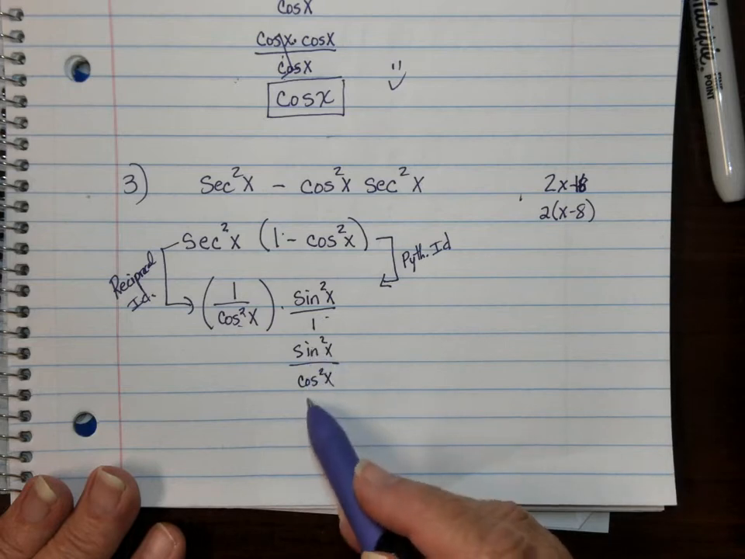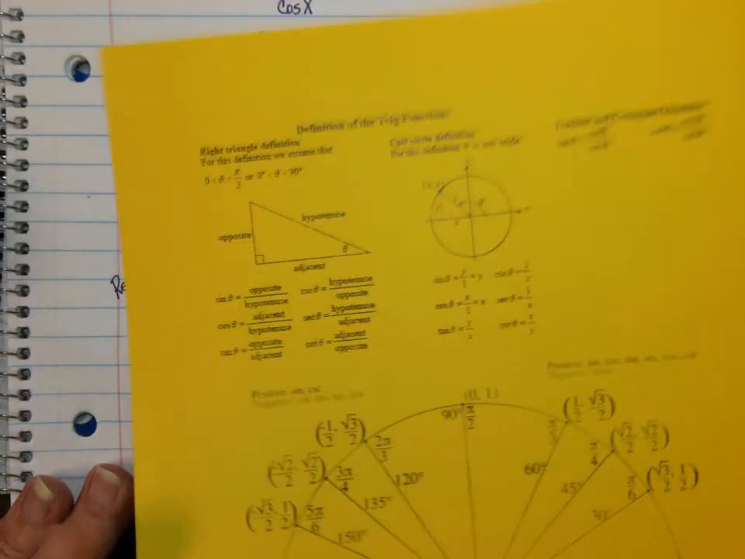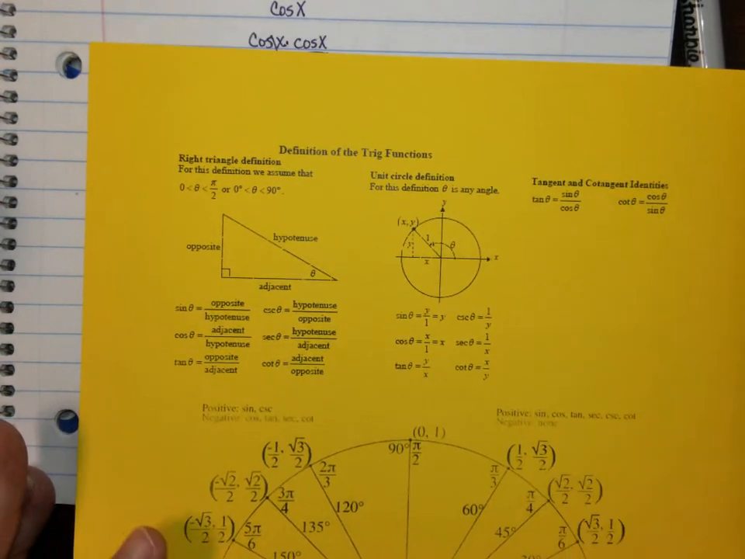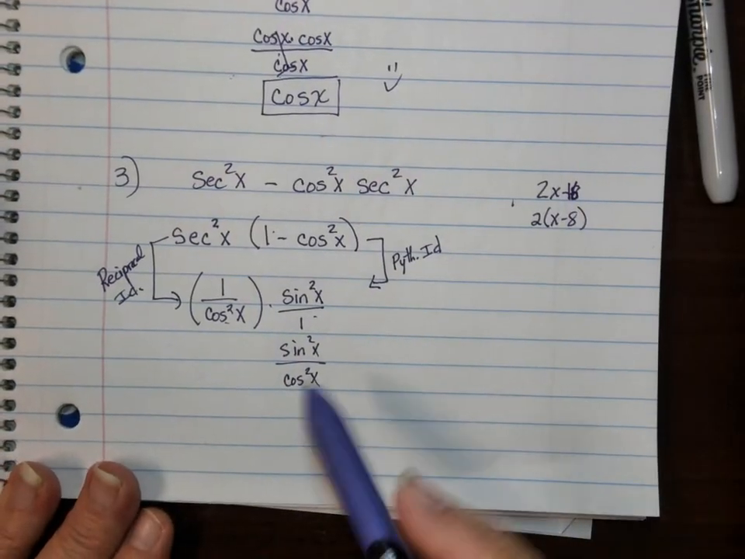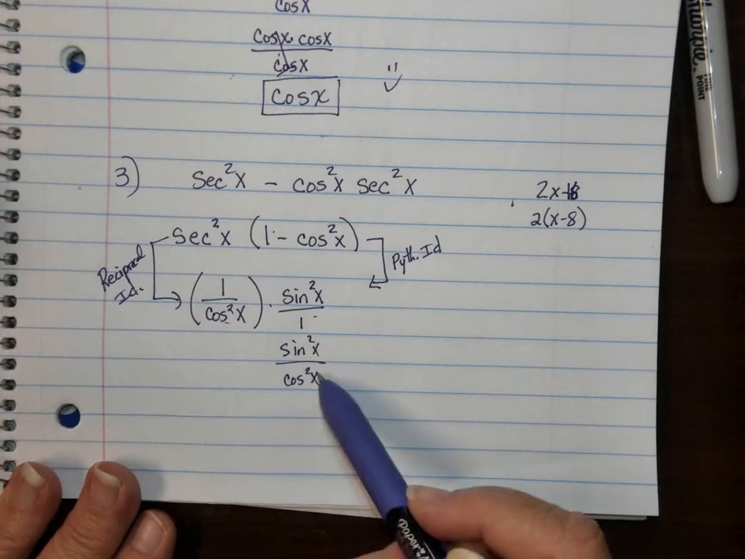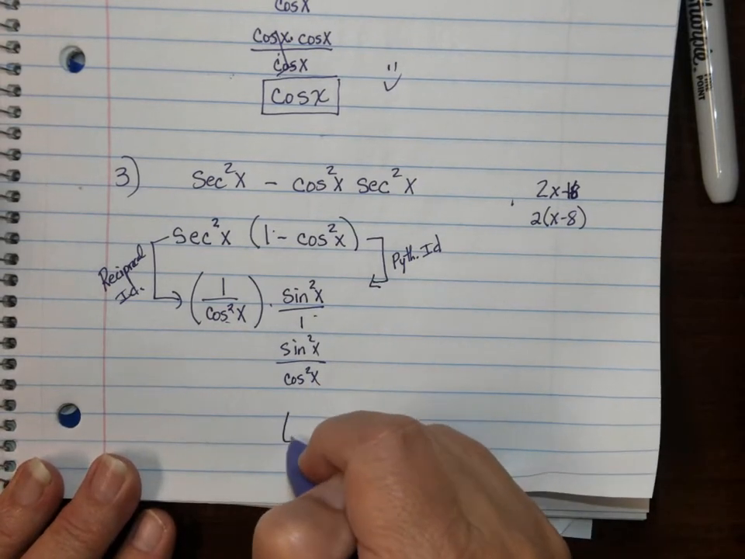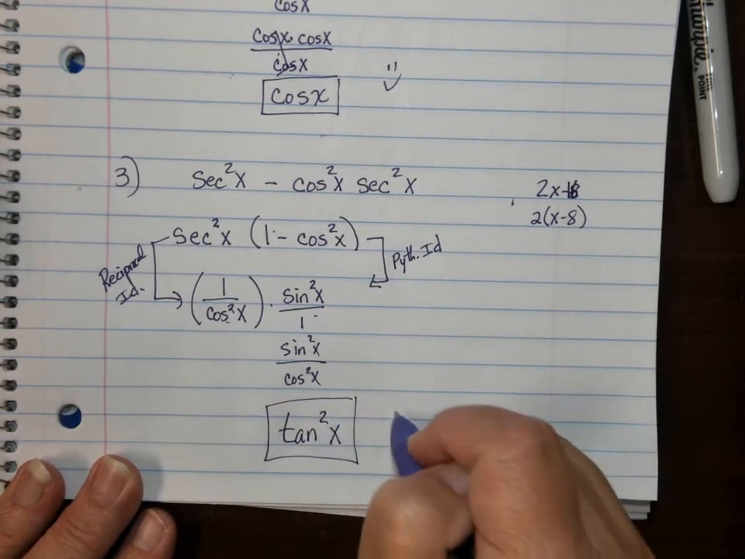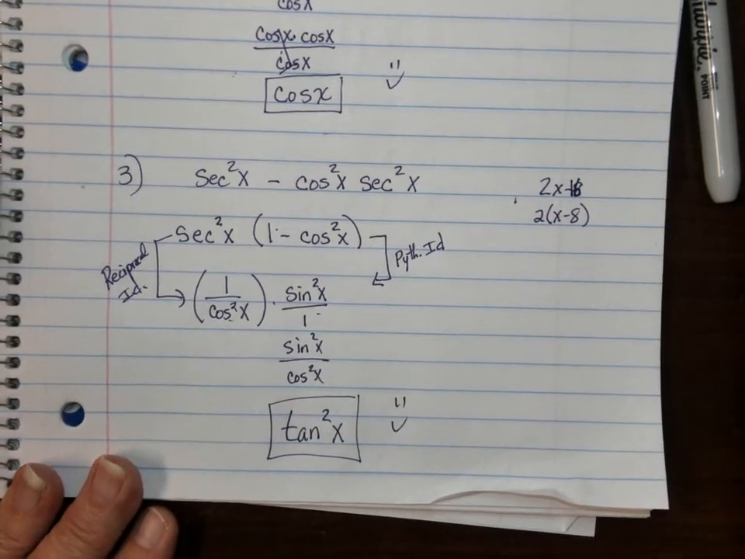Oh, but wait, sine over cosine is tangent. So sine squared over cosine squared is just tangent squared x. Woohoo!